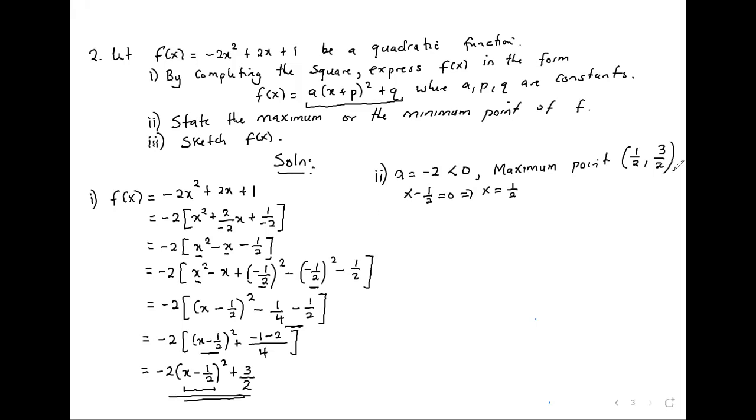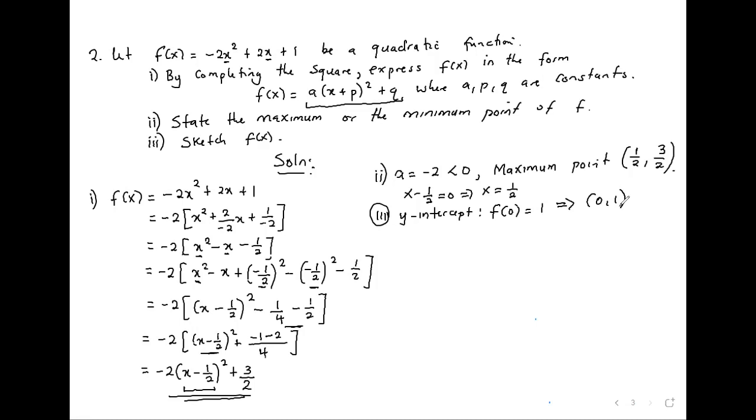To sketch part three, since you already have a maximum point, the turning point, you need the y-intercept. The y-intercept: you got the function f, where there is x, you take 0. So you will get 1, because you have 0 here, 0 here, plus 1, you get 1. The point is 0, 1.